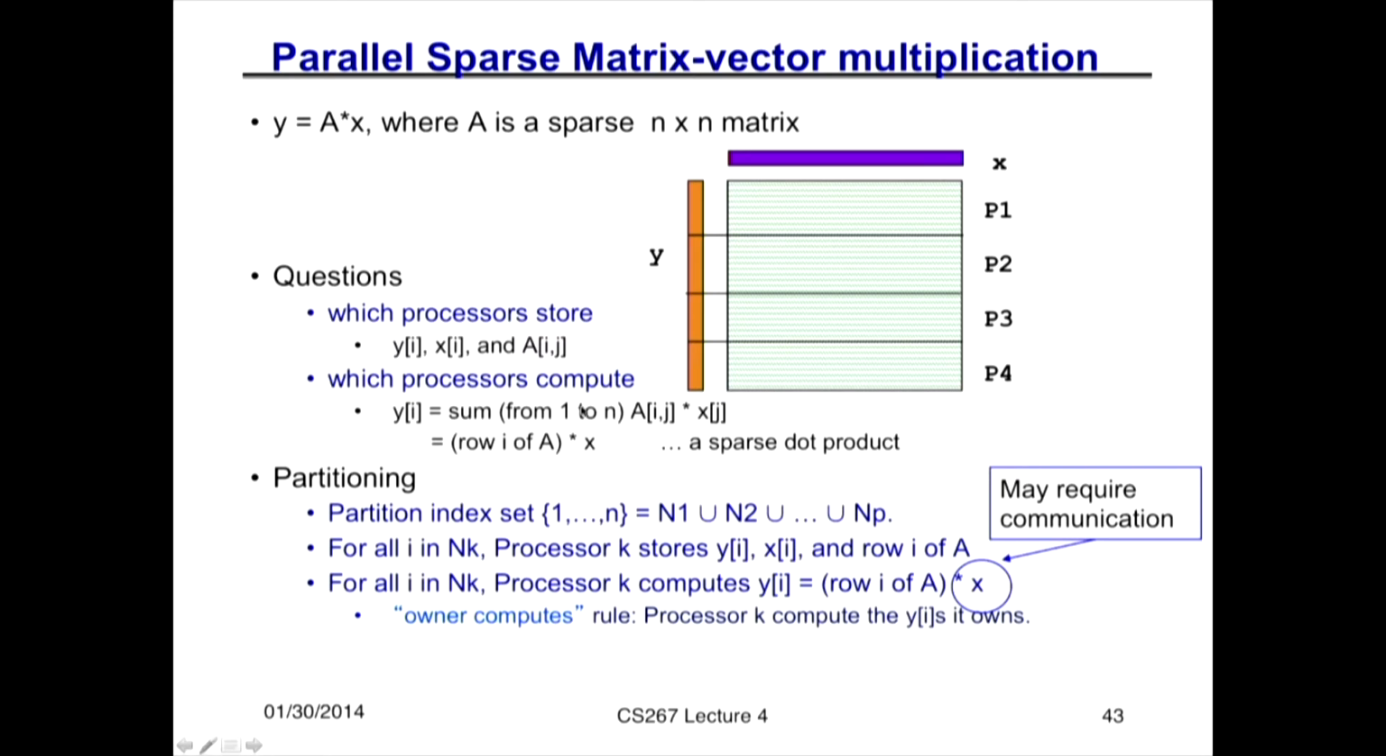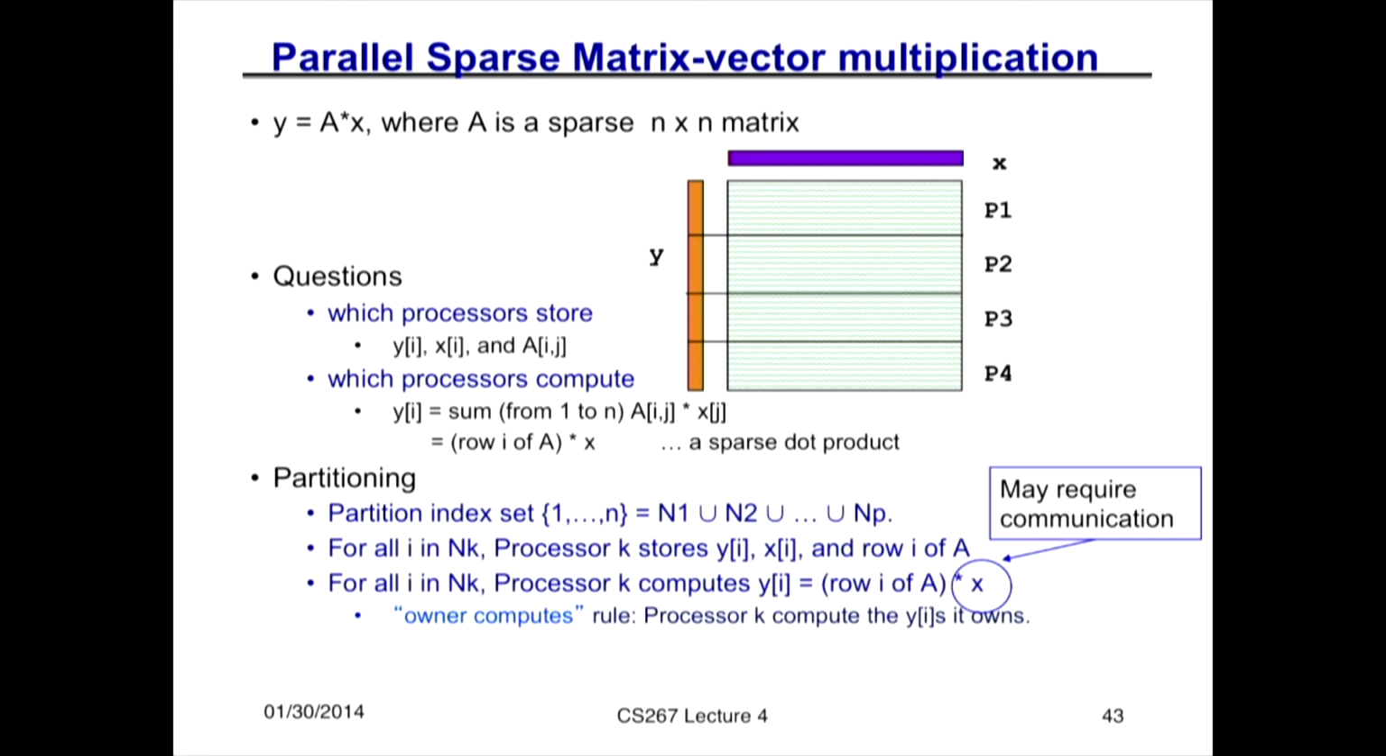There's a whole bunch of ways to do it. The simplest way is to say I'm going to assign the first quarter of the rows to P1, the next quarter of the rows to P2, and so on, and everybody gets a copy of x. Then I just have to do all the local dot products, and I can compute the first n over 4 entries of y, the next n over 4 entries of y, and so forth.